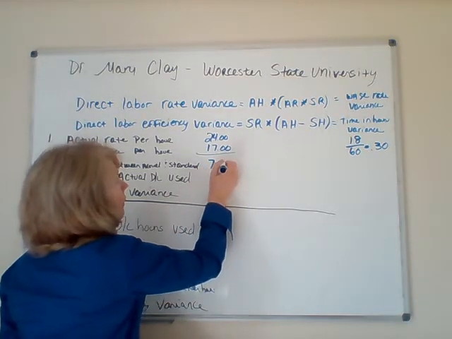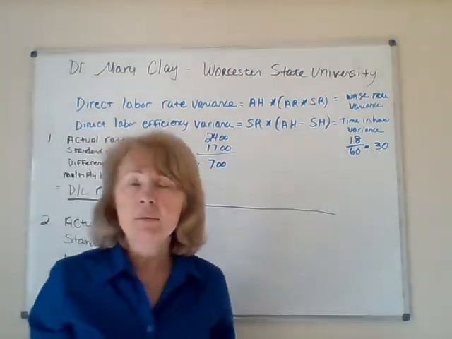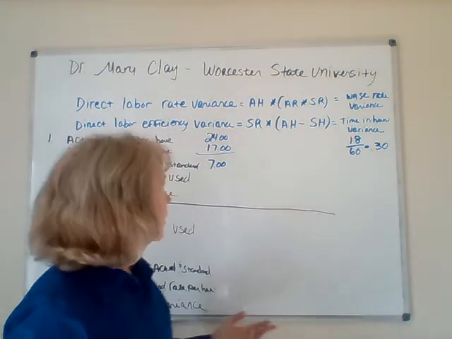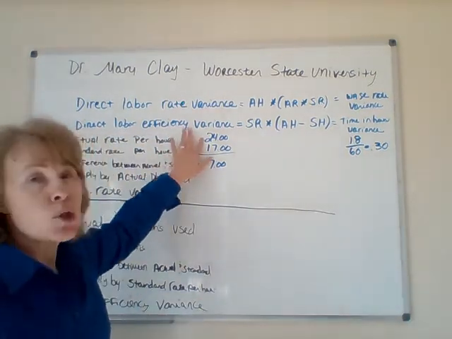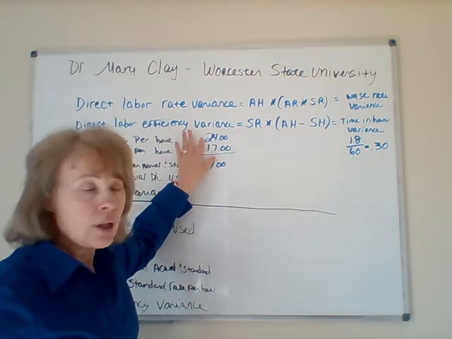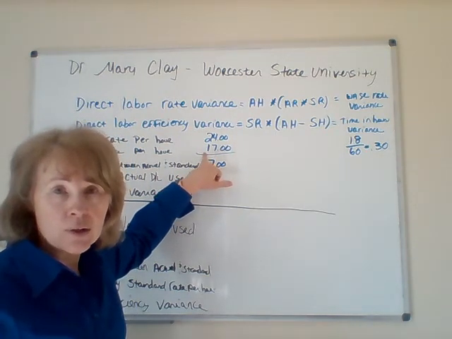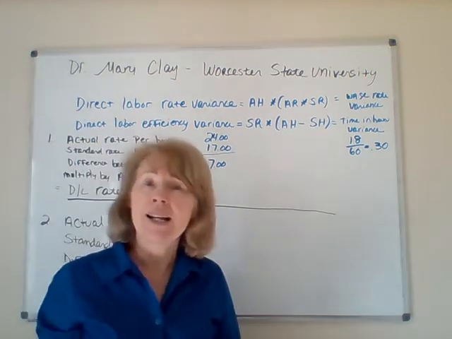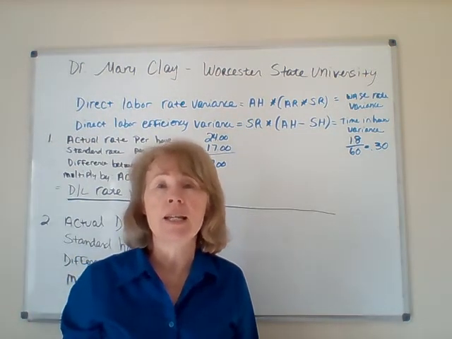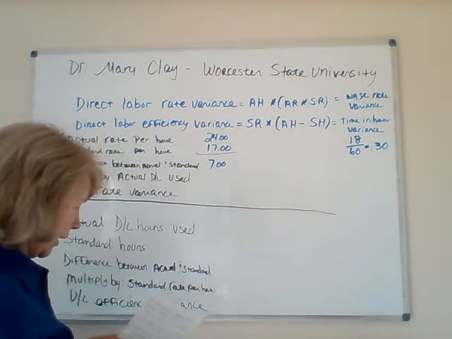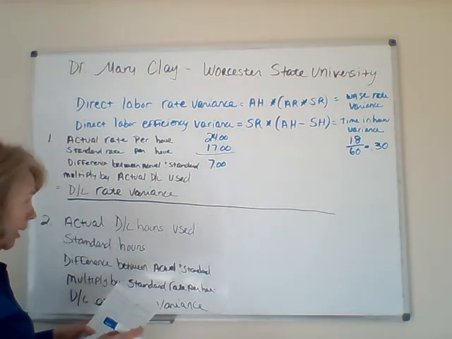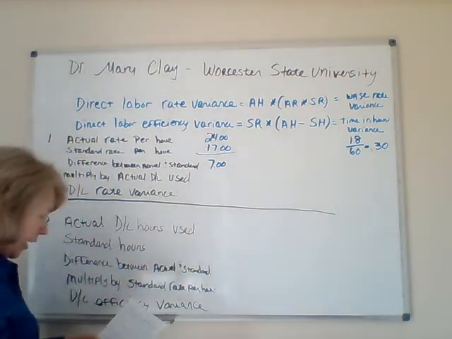Everybody get in the habit of eyeing it before you even finish the analysis. The actual was $24. They estimated $17 that they were going to pay these workers. Well, guess what? This is not good. This is going to be unfavorable. We took the difference, which is $7.